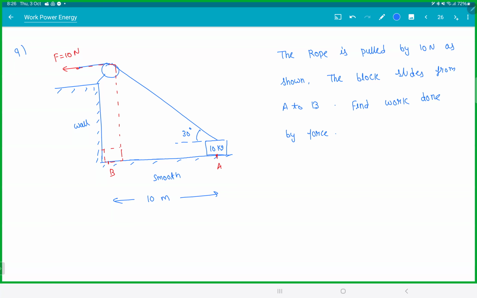100 by root 3. 50 by root 3 is wrong. For people who used Fs cos theta, tell me one thing. When the block comes here, is theta constant? Every instant theta is changing. How are you using Fs cos theta?